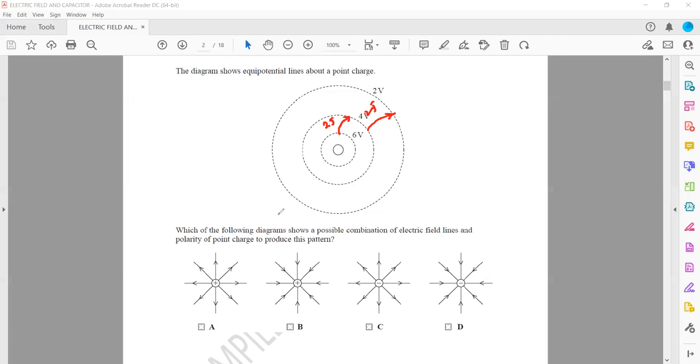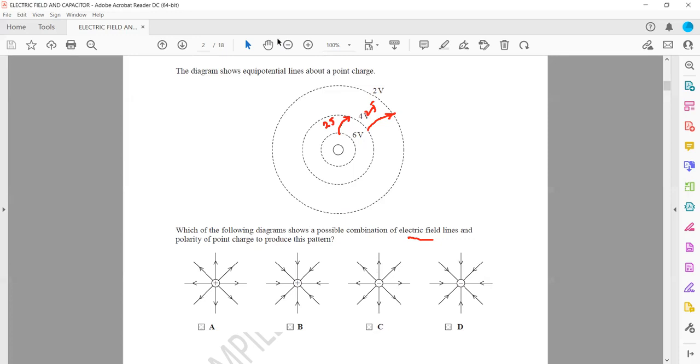So the question is, which of the following diagrams shows a possible combination of electric field lines and the polarity of a charge to produce this pattern? So how can we work out the polarity first?